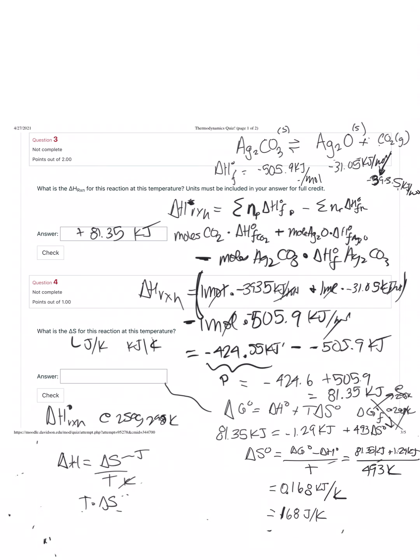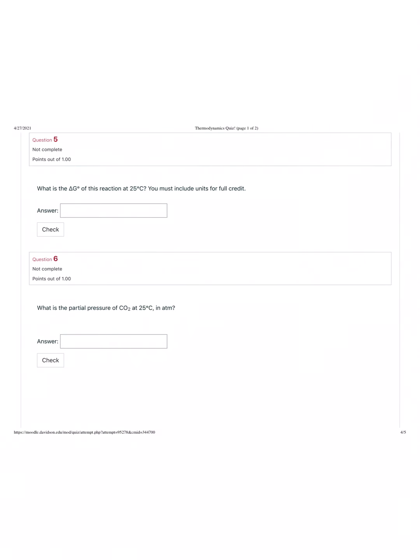And again, for every temperature, we have to calculate a new delta G naught, but we can use the same delta H naught and the same delta S naught every single time. I'll go ahead and write it out. So here comes the fun part. What is the delta G naught of this reaction at 25 degrees Celsius? You must include 2 units for full credit.